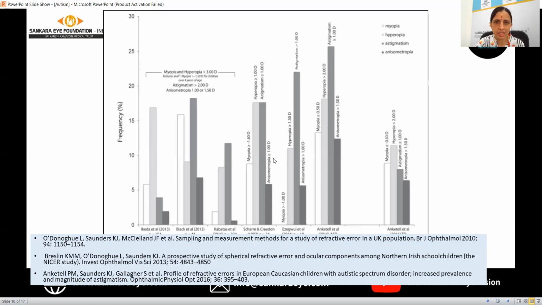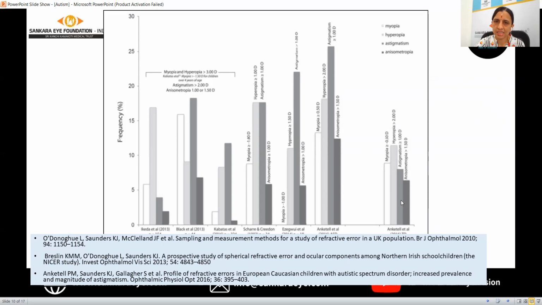When we look at the first 5 charts which are plotted, what we notice is that most commonly in the earlier studies it was more often noted to be hyperopia. In the later studies, astigmatism was noted to be the most common refractive error. The interesting study is by Aniket et al.